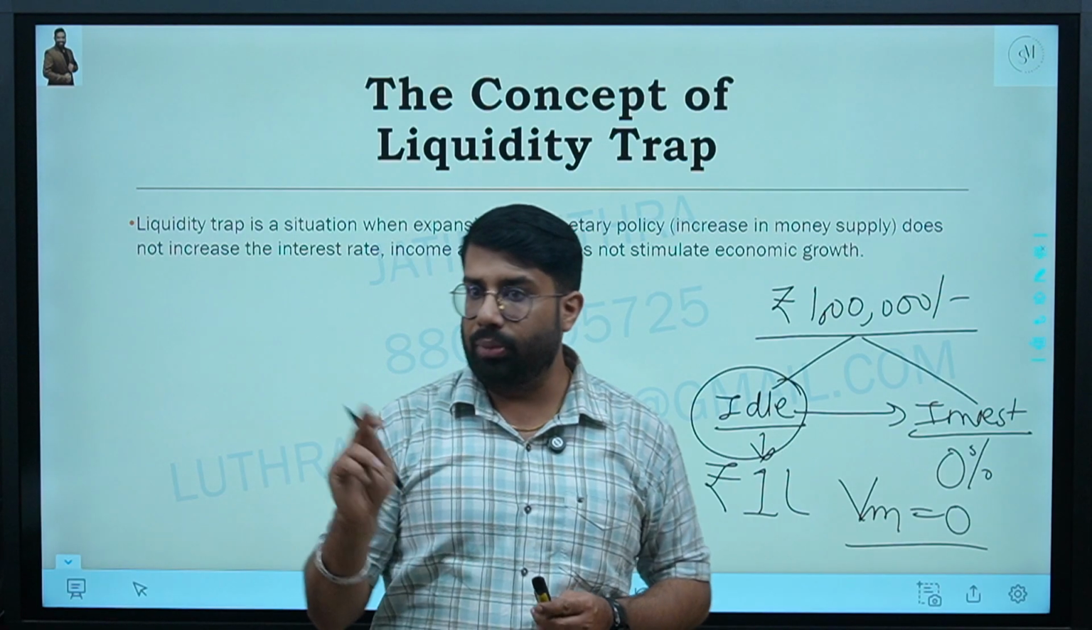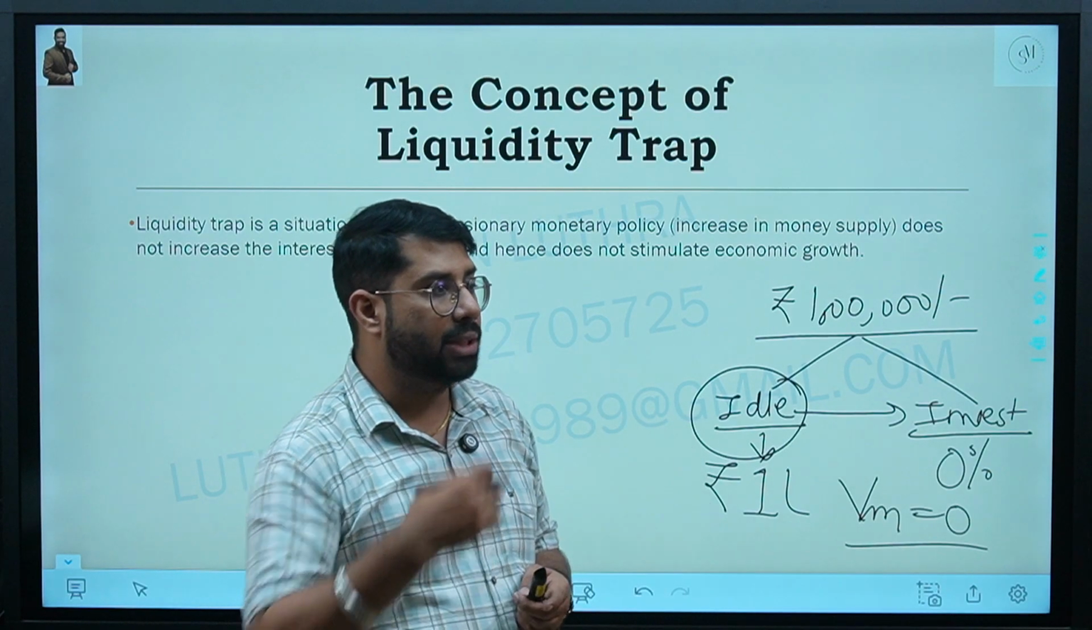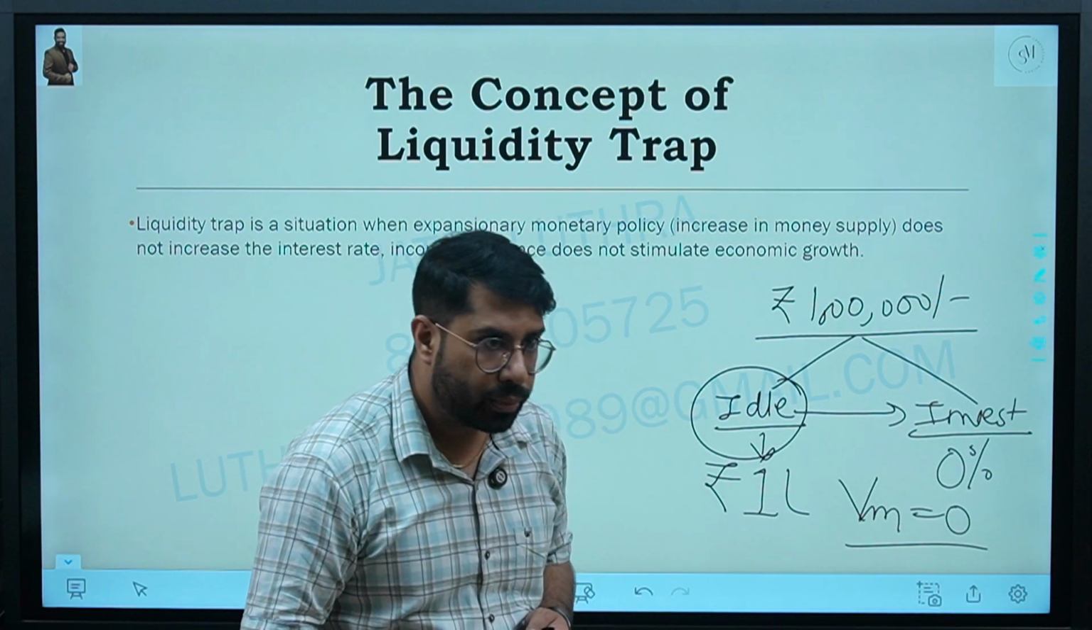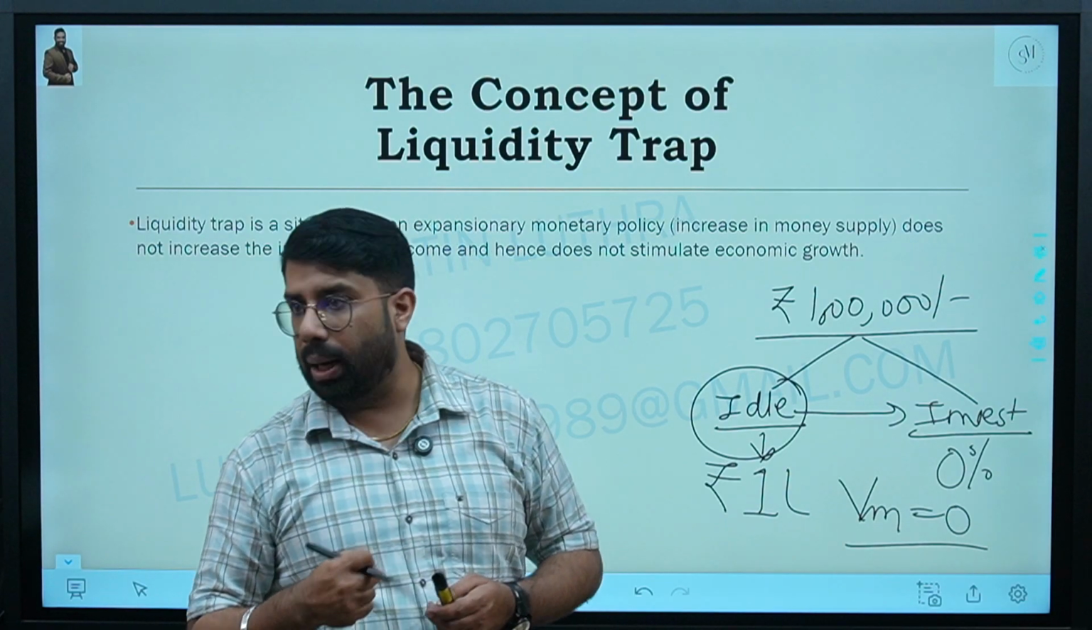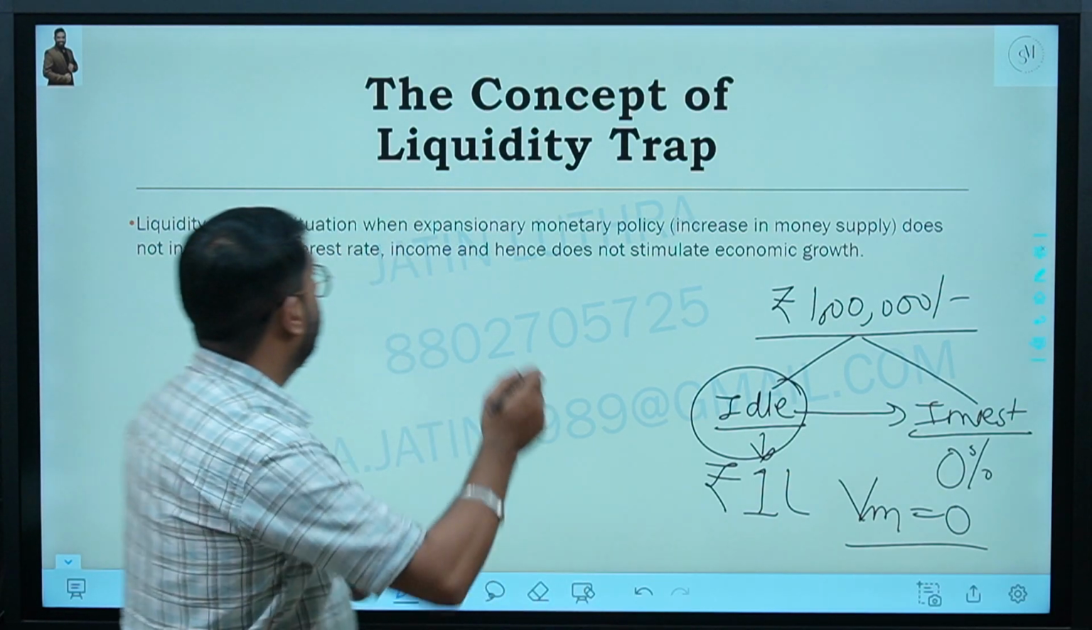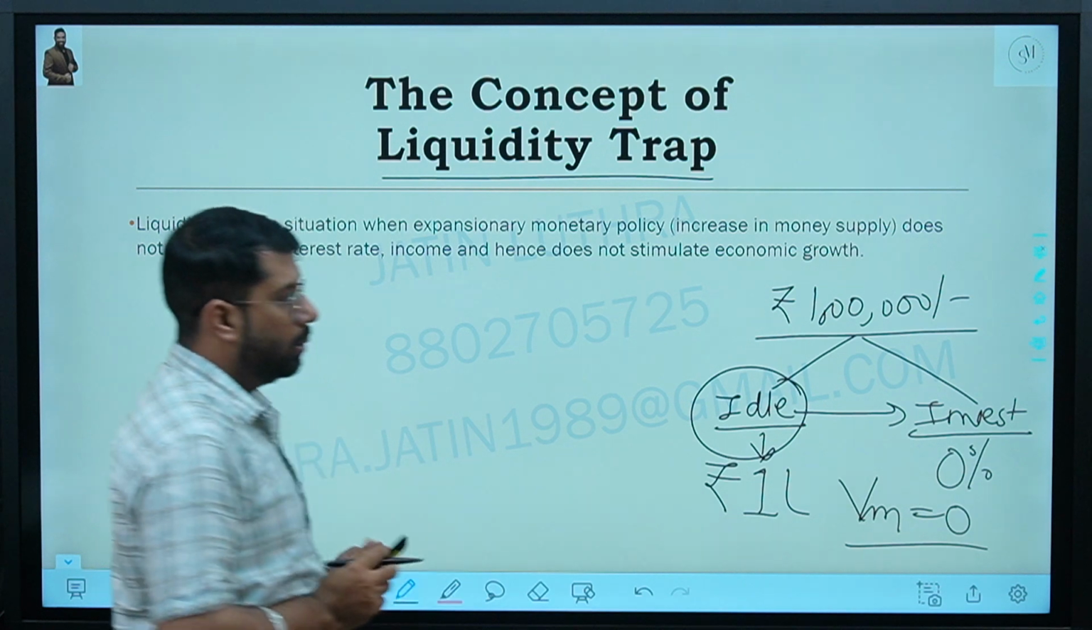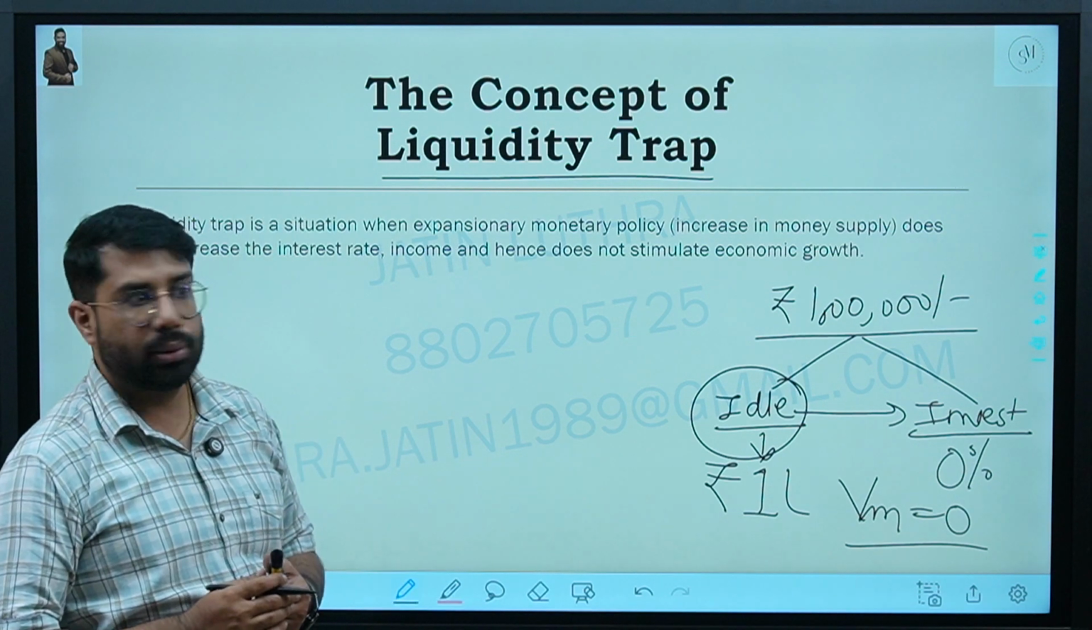So this situation where we cannot move because our economy has come to a halt because of low liquidity in the market is what we call a liquidity trap. Do we understand this part? Sure?